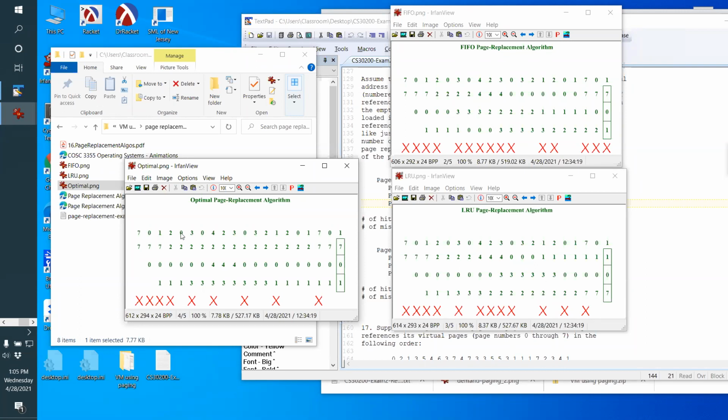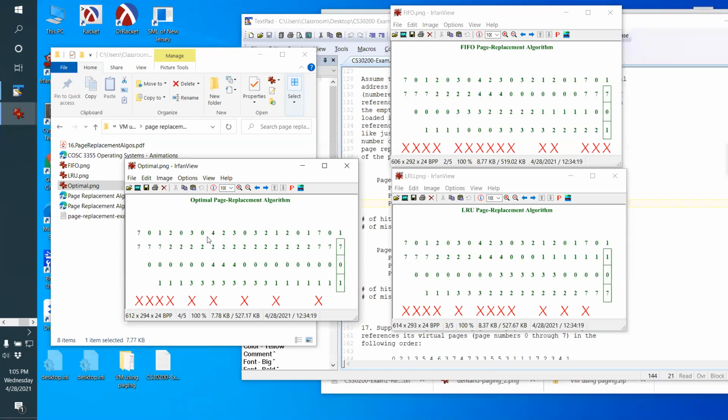Well, 0 is going to be used right away. 1's going to get used over here. Oh, and look here, 7's not going to get used again till way over here. This is the first time 7 gets used again. So 7's going to get used way in the future. So let's kick out 7. So 7 gets kicked out to bring in 2. Okay, so 2 replaces 7 because 7 is not going to be needed for a long time.